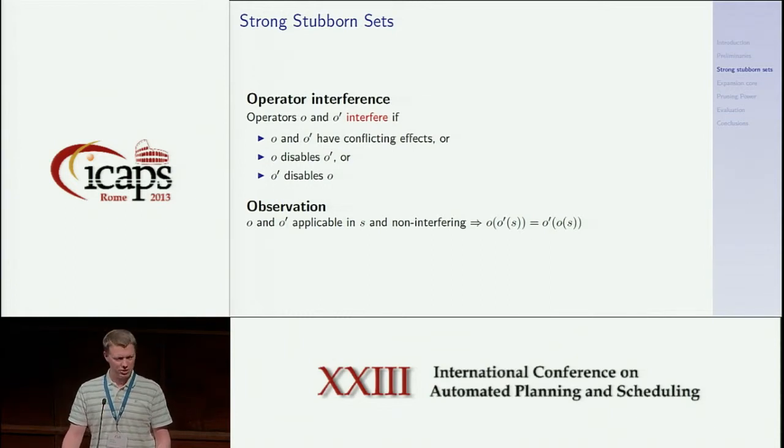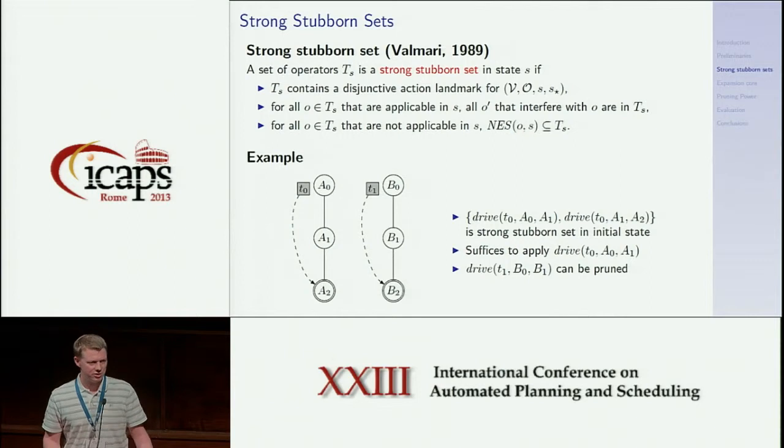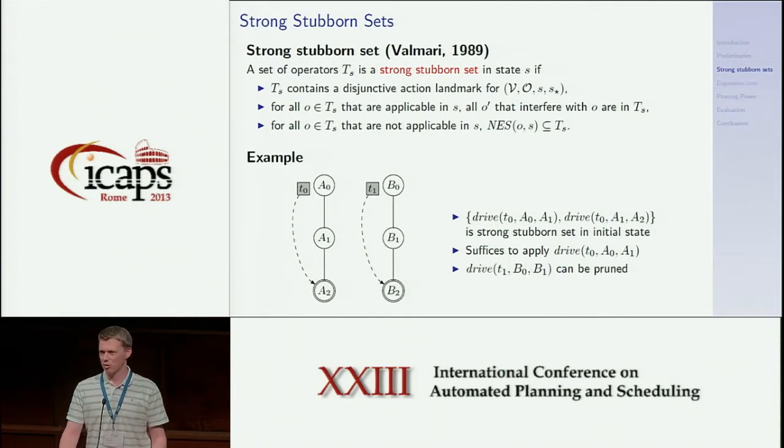Then we have the observation that if O and O prime are applicable in a state and non-interfering, then we can apply these operators in both possible orderings, leading to the same state in both cases. And now with these two definitions, I can talk about what strong stubborn sets are.